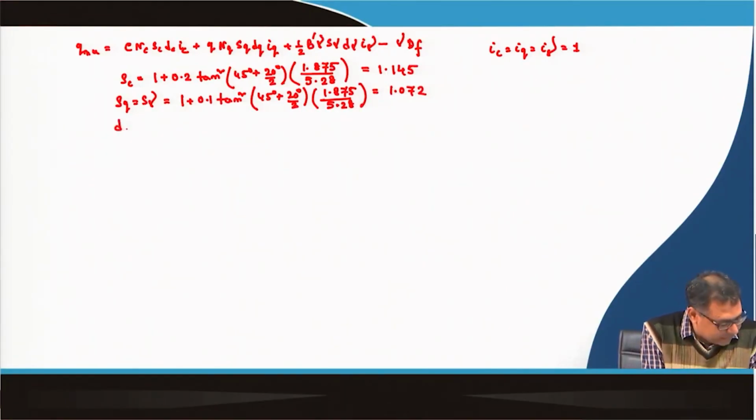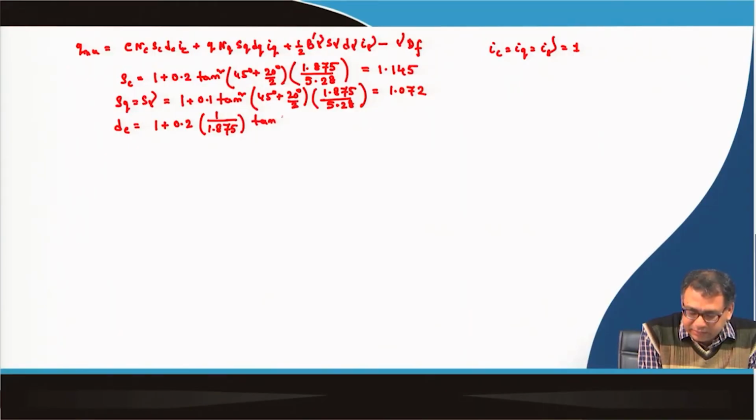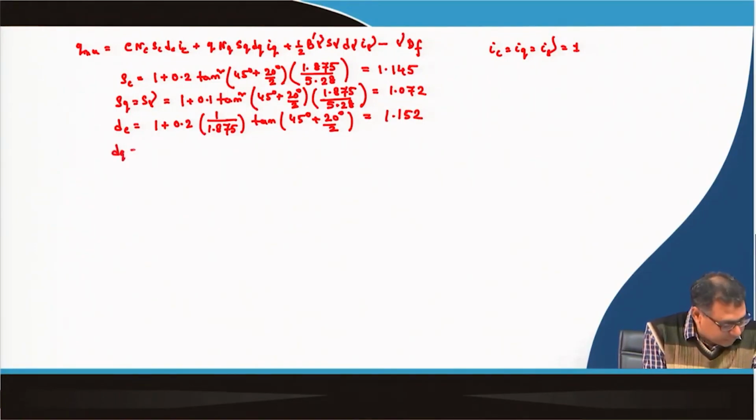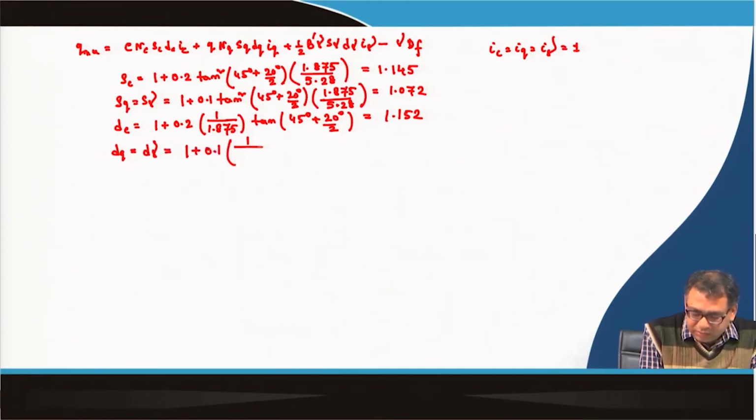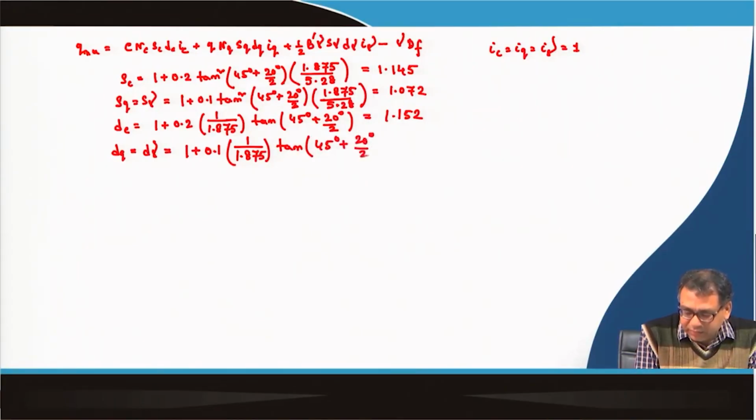Similarly, I can calculate the Dc also. This is 1 plus 0.2, that is Df, which is 1, by B dash, 1.875, then tan 45 degree plus 5 by 2. So, this value is 1.152. Okay. So, now the Dq equal to D gamma is equal to 1 plus 0.1, 1 by 1.875, tan 45 degree plus 5 by 2, which is equal to 1.076.